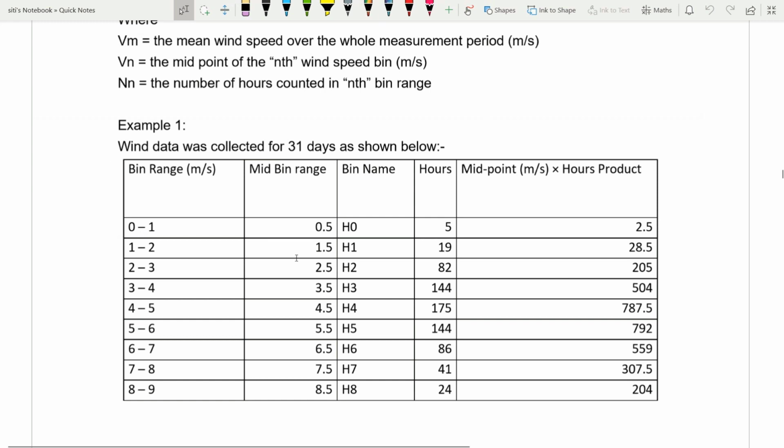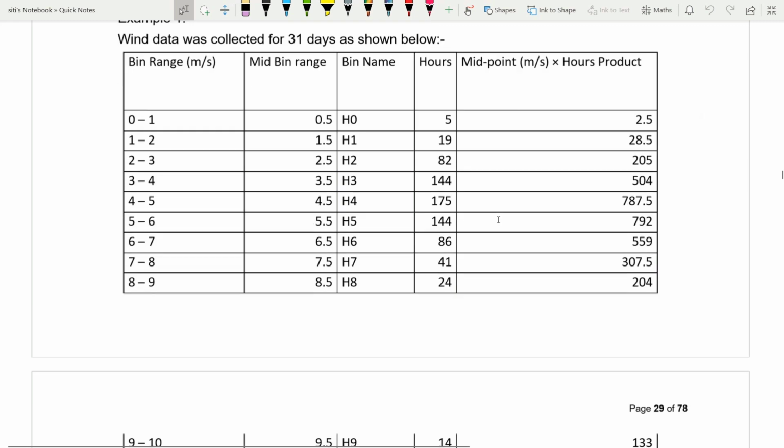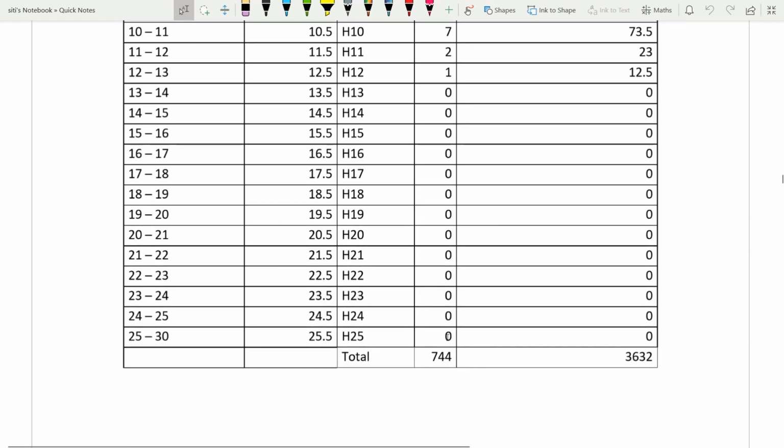Between 0 to 1, the number of hours is 5. And for wind speed between 1 meter per second to 2 meters per second, the number of hours is 19 hours. So you total up all the number of hours here, and you get 744 hours.